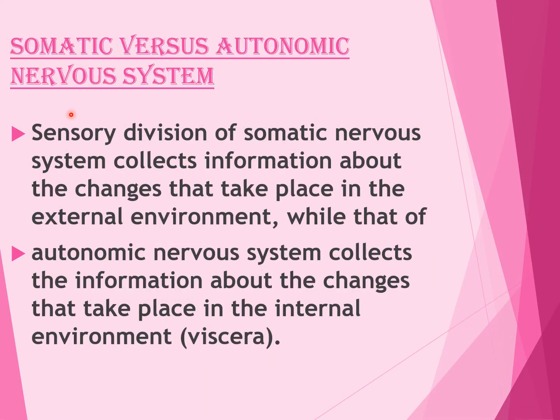Then, what are the differences between the somatic and autonomic nervous system? The sensory division of the somatic nervous system collects the information about the changes that take place in the external environment, while the autonomic nervous system collects the information about the changes that take place in the internal environment, meaning the visceral organs.